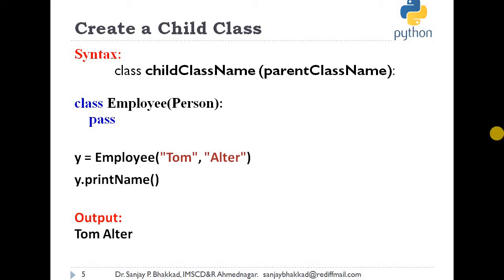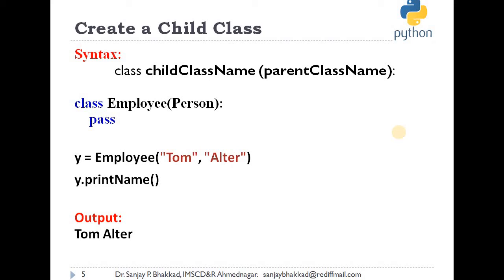Again, note that when we try to initialize the object of the derived class, it automatically calls the init function of the base class. Here we have not written any init function, but still we have passed the first name and last name, which means it is calling the init function of our base class person.